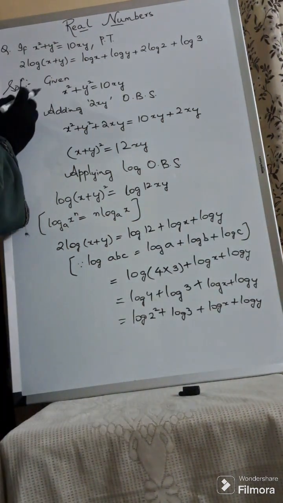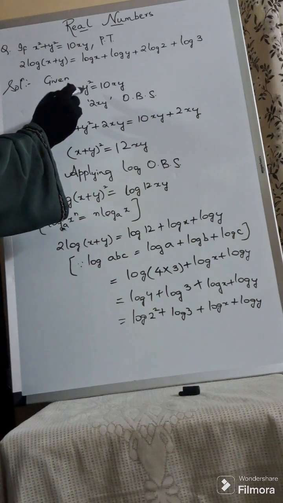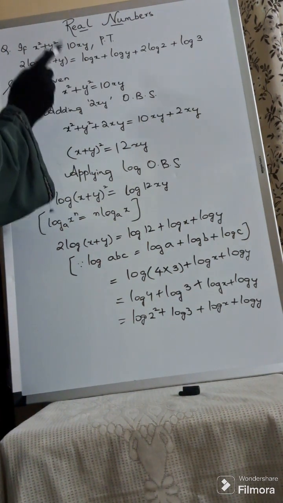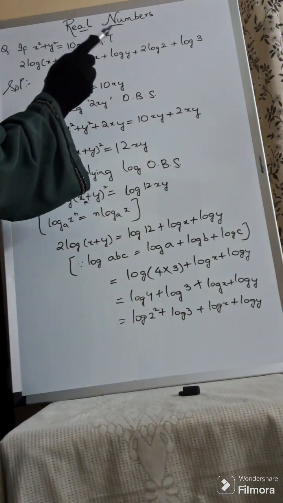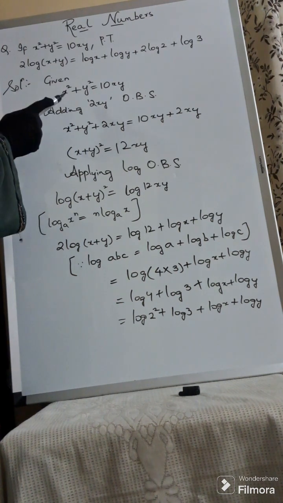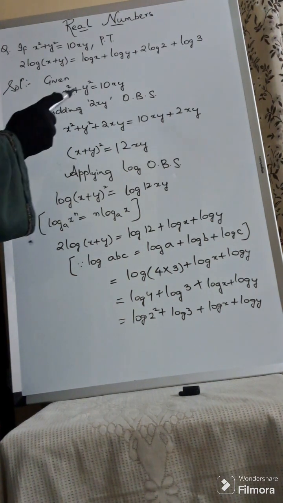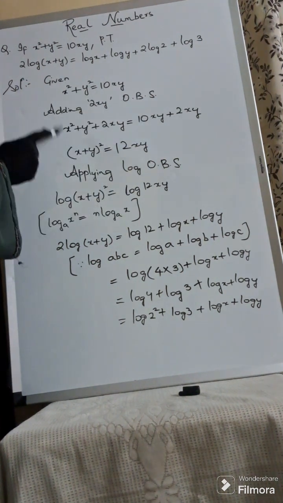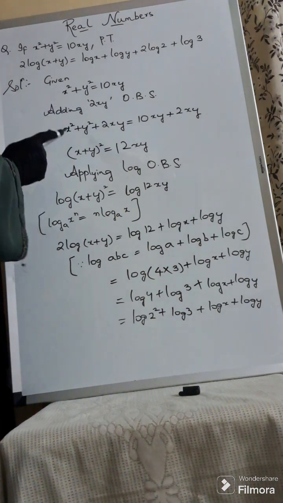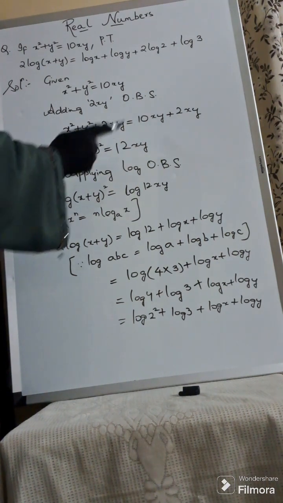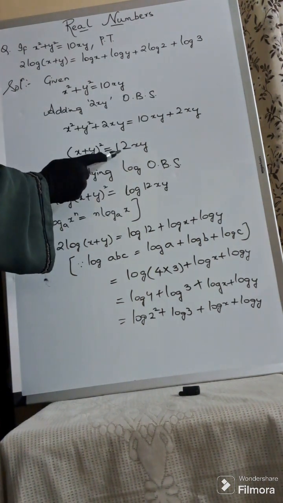In the question it is given as x square plus y square is equal to 10xy. We have to prove that 2 log of (x plus y) is equal to log x plus log y plus 2 log 2 plus log 3. For doing that, first I am adding 2xy on both sides: x square plus y square plus 2xy is equal to 10xy plus 2xy. This is in the form of a square plus b square plus 2ab, so a square plus b square plus 2ab is equal to (a plus b) whole square. That's why I am writing it as (x plus y) whole square is equal to 10 plus 2, how much? 12. So it is 12xy.